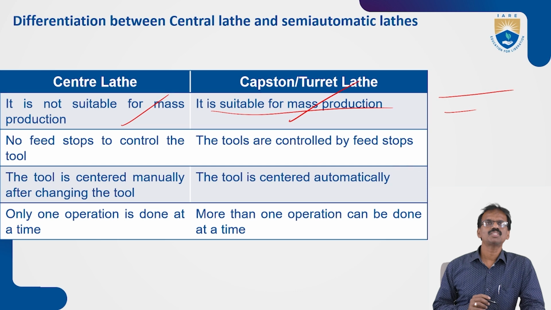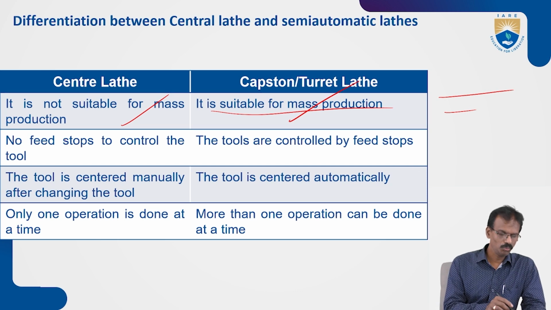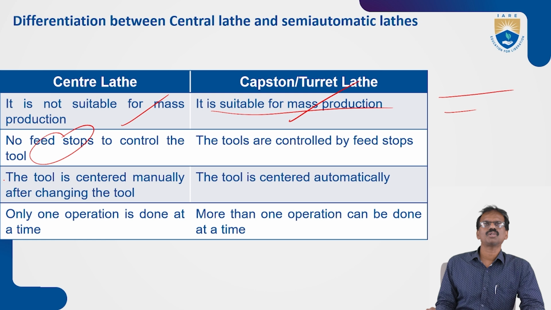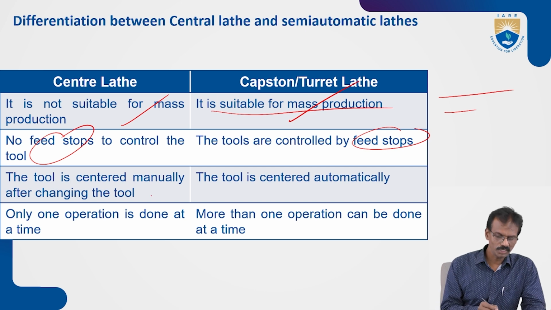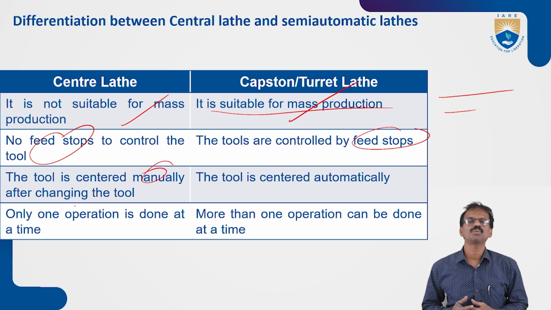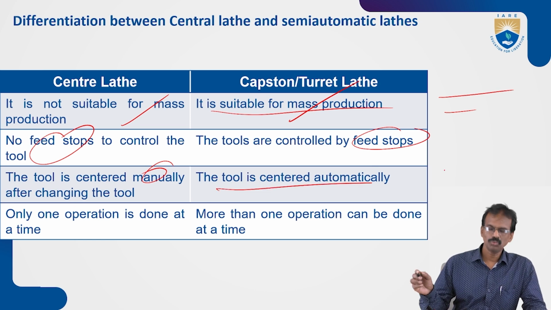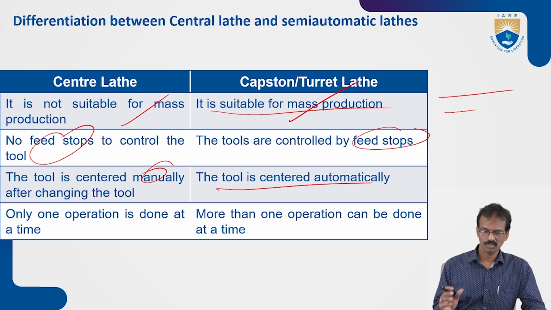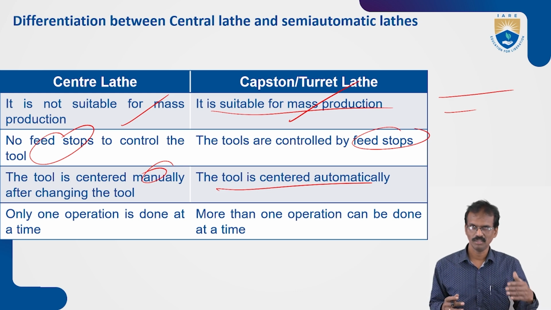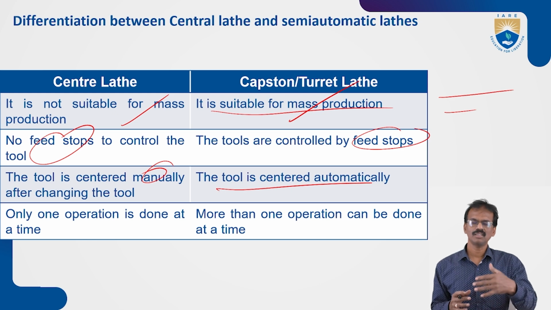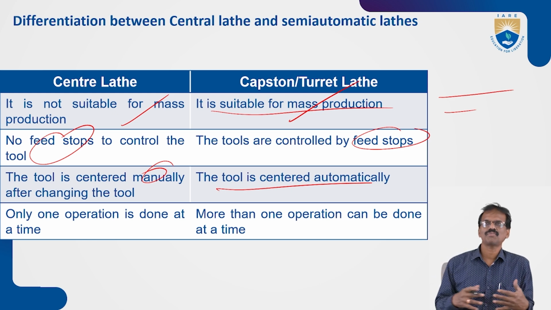Next, there are no feed stops to control the tool bit. There is no type of feed stops to control the tool. But here tools are controlled by feed stops also. Next, the tool is centered manually, so positioning of the tool is done manually for changing the tool. But here the tool is centered automatically by the indexing process. If you rotate the turret head, automatically the next face, or the next tool mounted on another face of the turret head, comes into position to perform the operation.